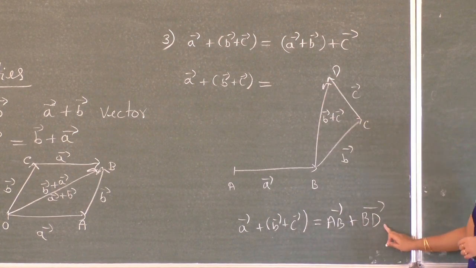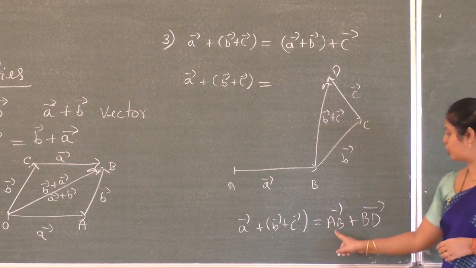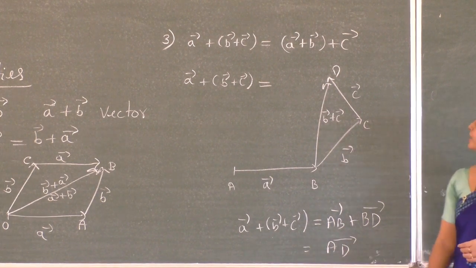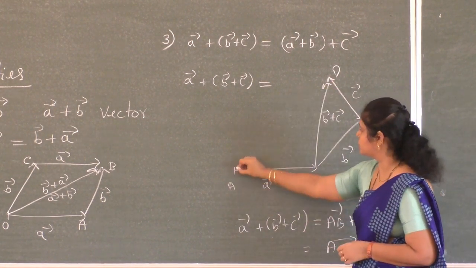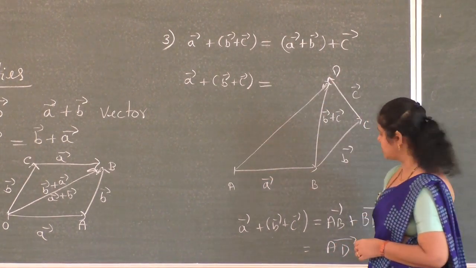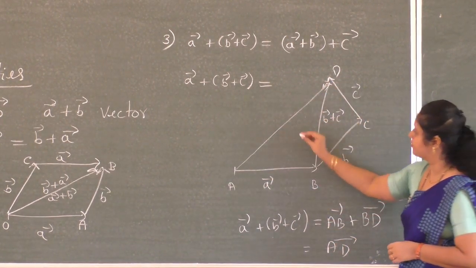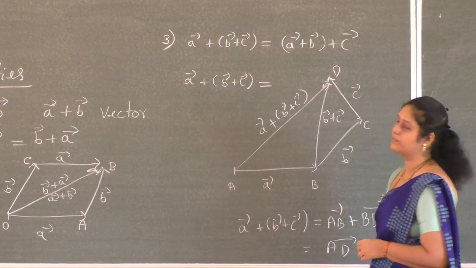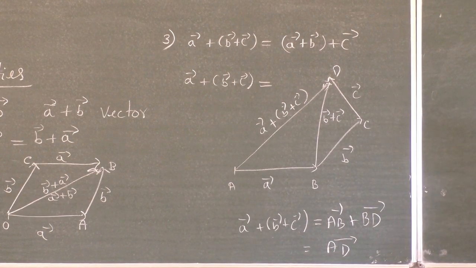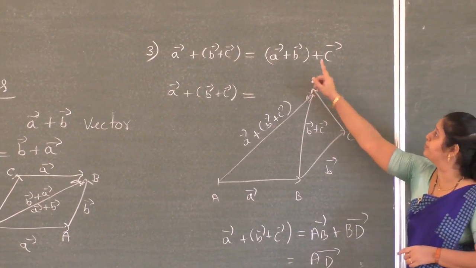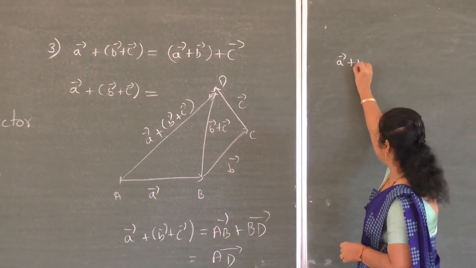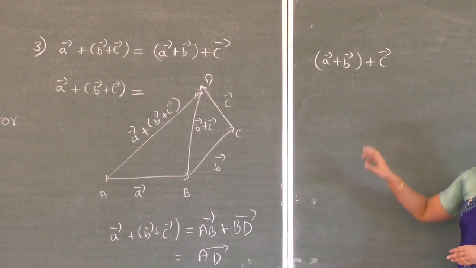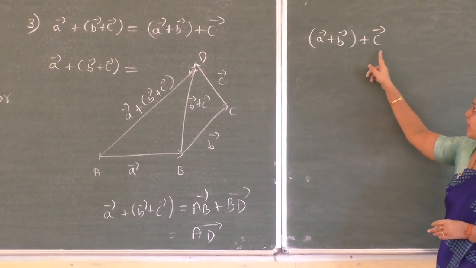So vector AB plus vector BD, by the triangle law of vector addition, is vector AD. That means vector AD has direction from A to D. This is vector A plus vector B plus vector C. That is the LHS. Now the RHS: vector A plus vector B plus vector C means we have to add vector A and vector B first, then we have to add vector C.